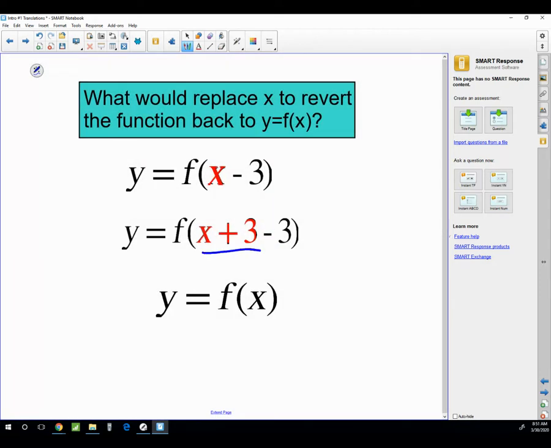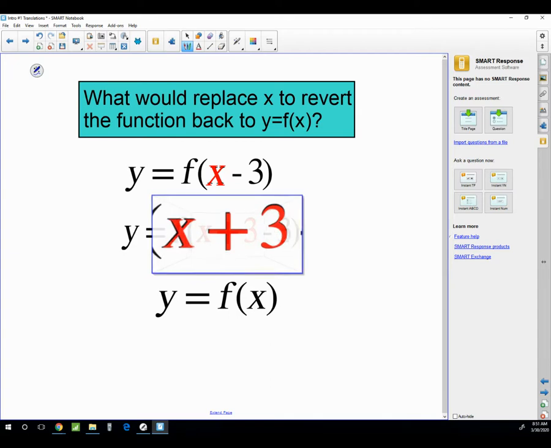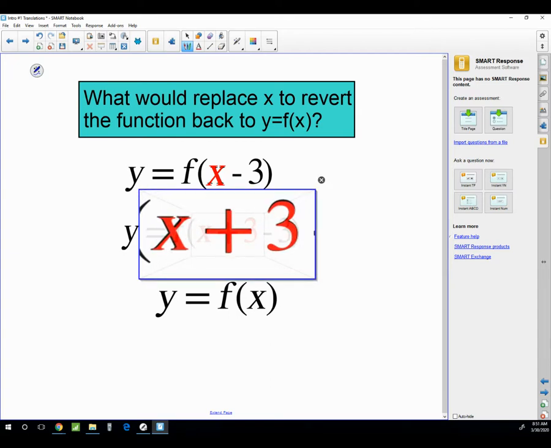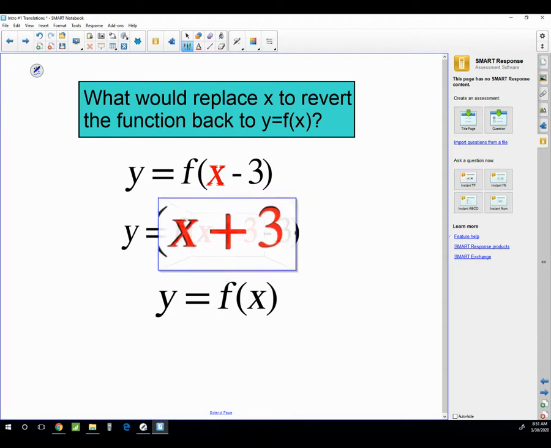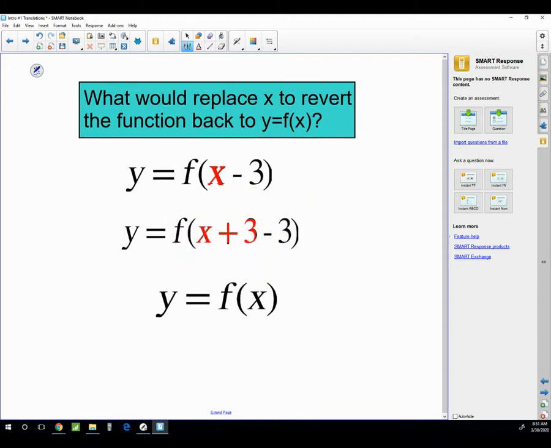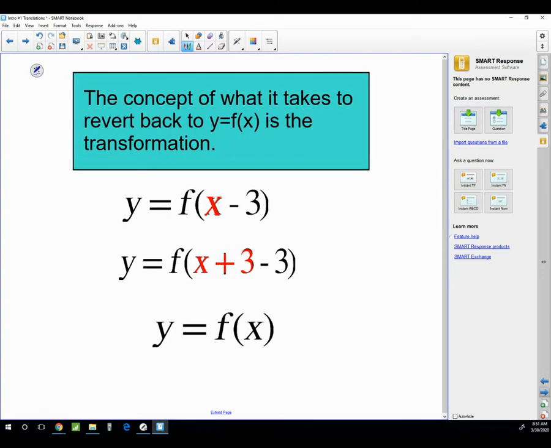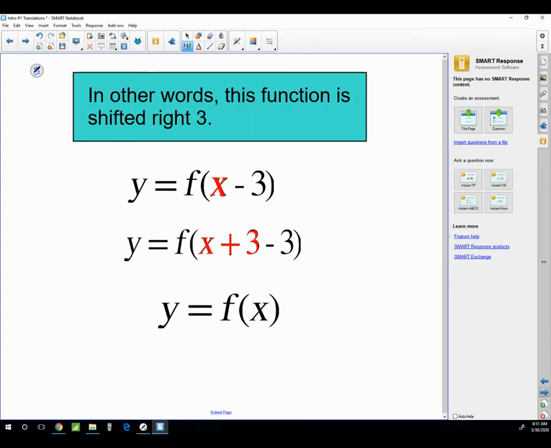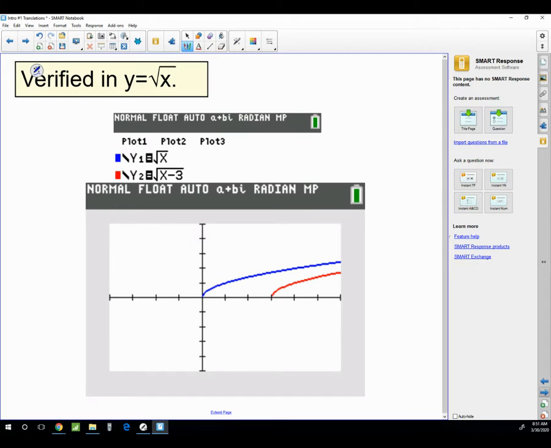And I think most everybody is going to interpret that right there as right 3. It's not what you see. You don't decide on the translation based upon what you see. You decide the translation based upon what you would replace to revert it back to the parent function, y equal f of x. Nobody's going to call what I highlighted here left 3. That is right 3. And that's what would happen to the function. Okay? That's just a repeat.